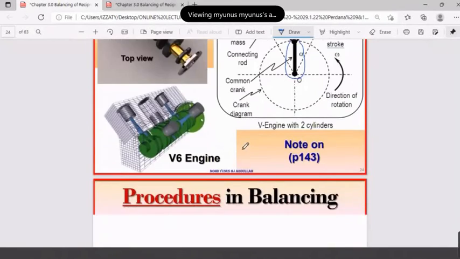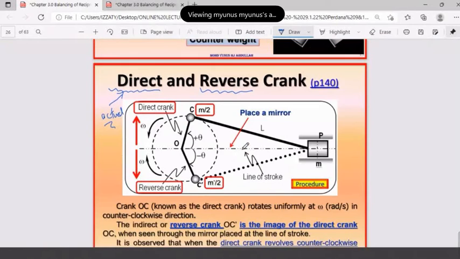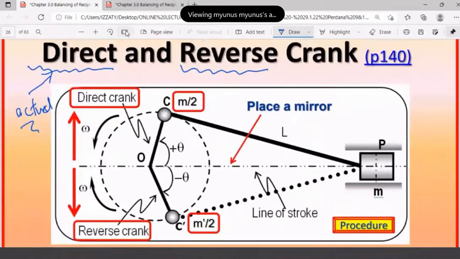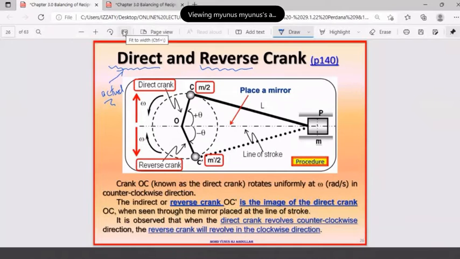Okay, now is the procedure. So that is the actual crank. So what is the reverse crank? Listen up very carefully. The reverse crank is basically the image, or reflection. Image and reflection are basically the same. It is the image, the reflection, of the actual crank.